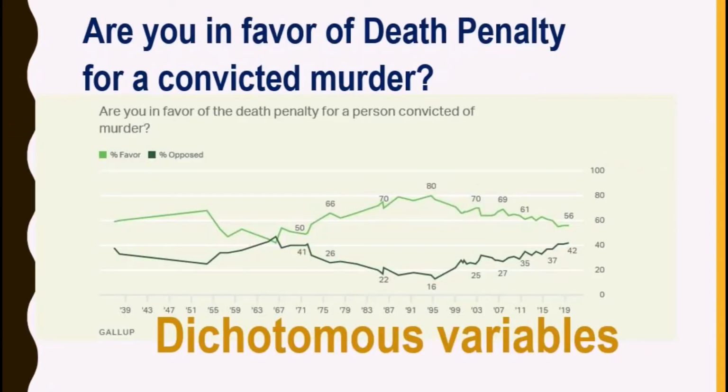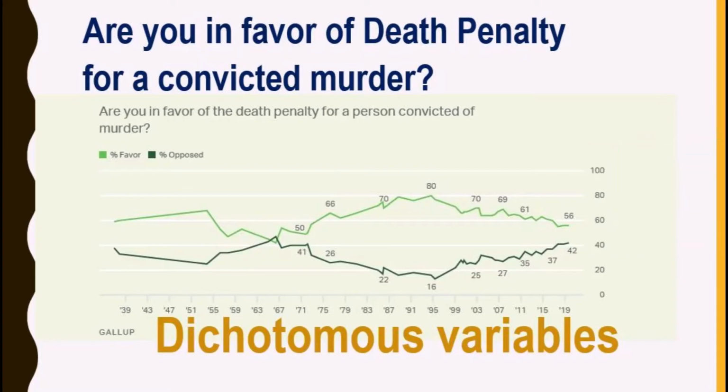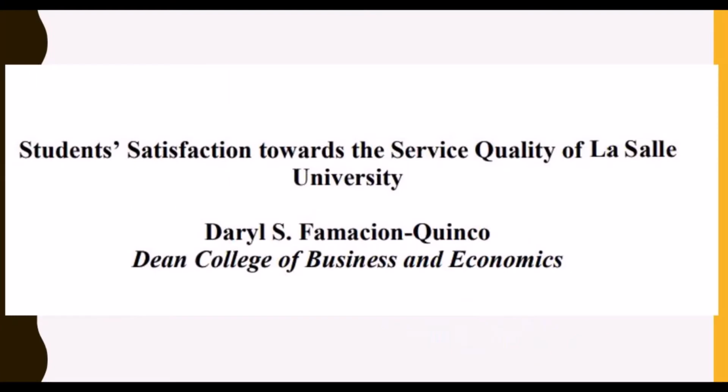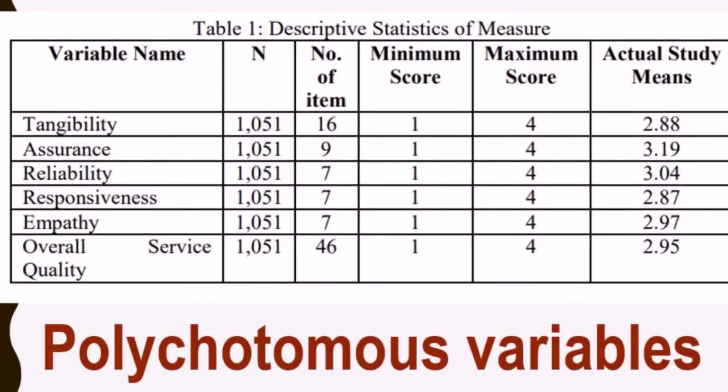Perceptions can be positive or negative, or yes or no. These variables are called dichotomous variables. In this example, the expected response is dichotomous because the question can only be answered by either yes or no. Here's another example of dichotomous variable. In this research, the author compared two groups of math score. Scores from males and from females. A satisfaction survey is always anchored to a set of criteria, like what is shown in the table.